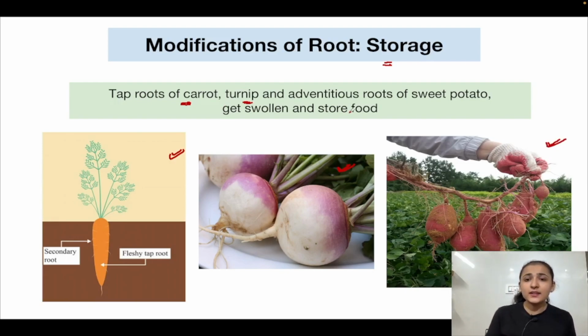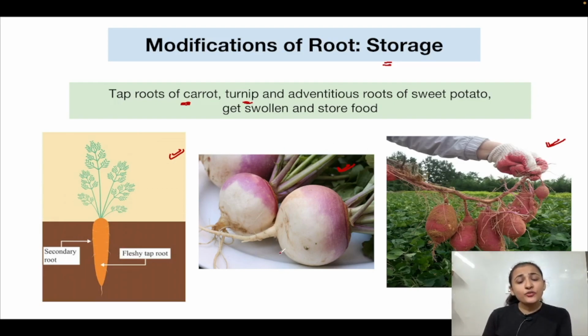So in carrot, turnip and sweet potato, we can see that the roots have modified themselves for the purpose of the storage of food. In carrot and turnip, the tap roots, the main root system only, has modified itself for the storage of food. See, this is the fleshy tap root. This primary root has got swollen now, okay, to store food. And the secondary roots are arising from the surface. These thread-like structures which we see on the surface of carrot, those are nothing but the secondary roots.